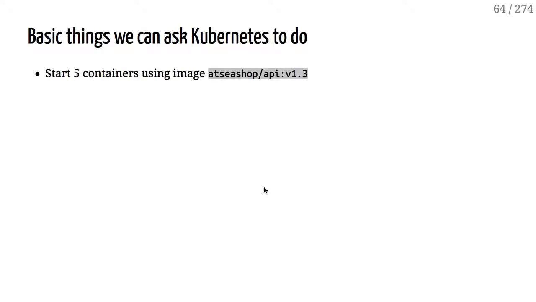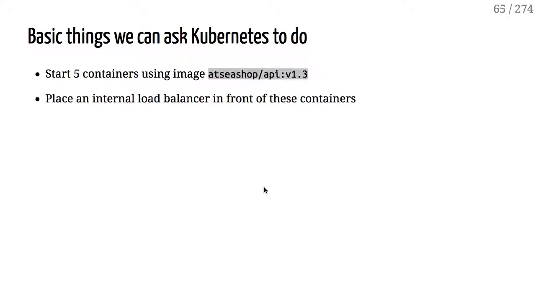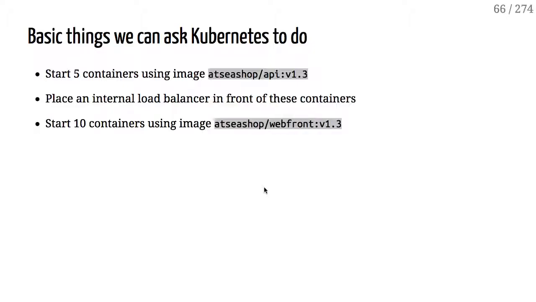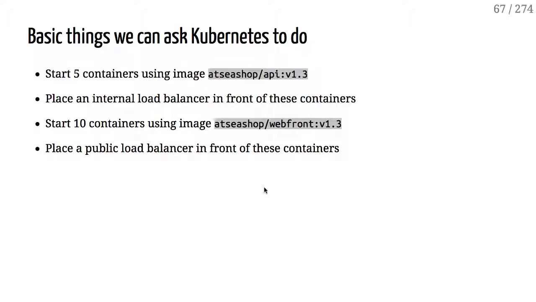For instance, I can say to Kubernetes, hey, I want you to start 5 containers using that image. Then I want you to put a load balancer in front because this is my internal API, so I want an internal load balancer for internal traffic. Now I want to start the web front end, so start 10 containers using that other image. Now I want a public-facing load balancer for this because this is the website for my shop.